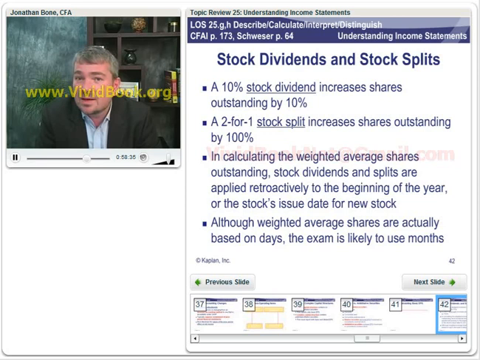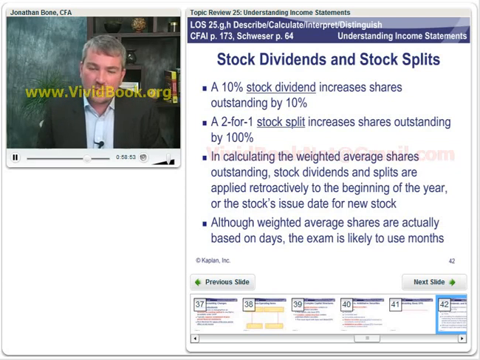And we're also going to go back to the prior year and adjust that as if the dividend or split had occurred in that year as well. What we don't want to suddenly see is our earnings per share dropping purely as a result of these cosmetic transactions.